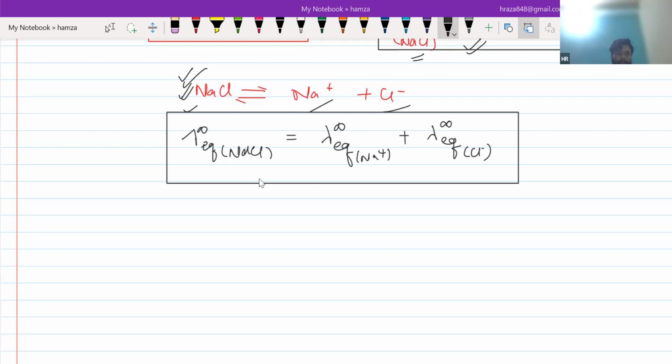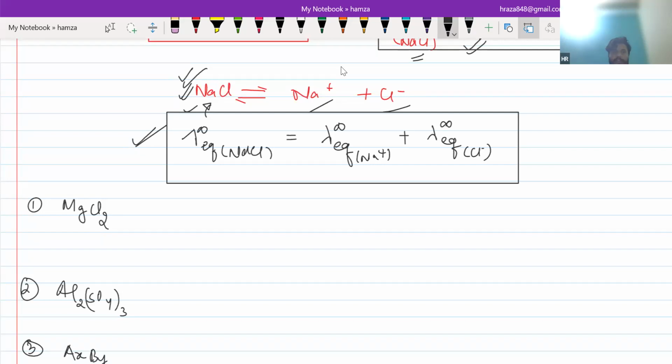Got it? So can you write this in the same way? For NaCl I wrote it. Can you write it for MgCl2, Al2(SO4)3, and the last one, AxBy? Please write this.